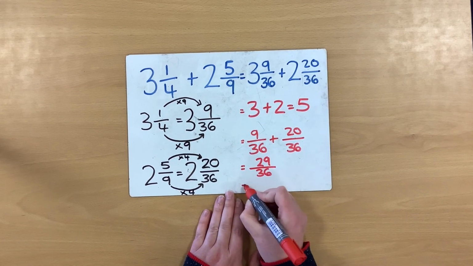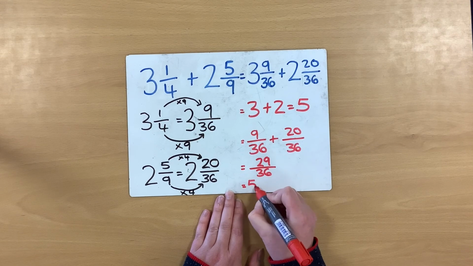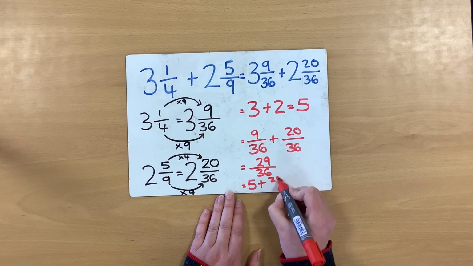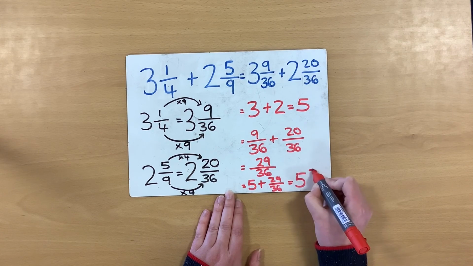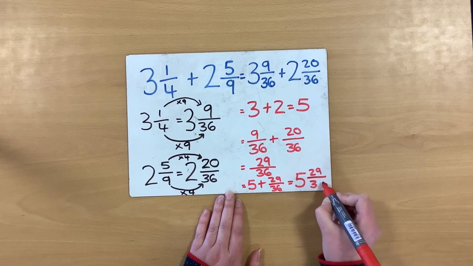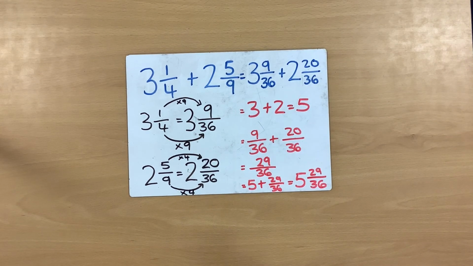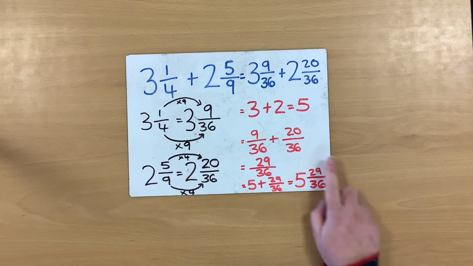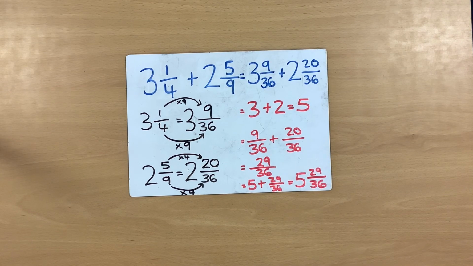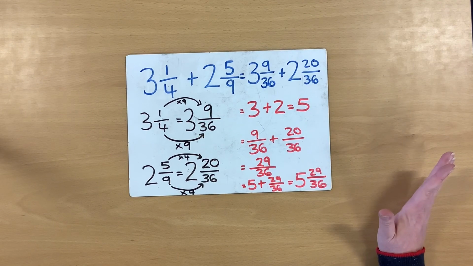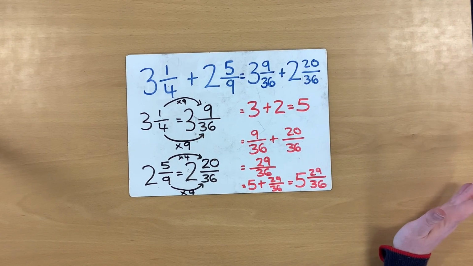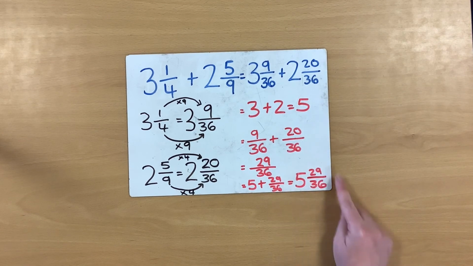Then finally I'm going to add back my wholes. So 5 wholes add 29/36 equals 5 and 29/36. What I need to do finally is have a look at my mixed number and see if I can simplify it. Can I divide 29 and 36 both by the same number? No, I can't. So my answer is 5 and 29/36.